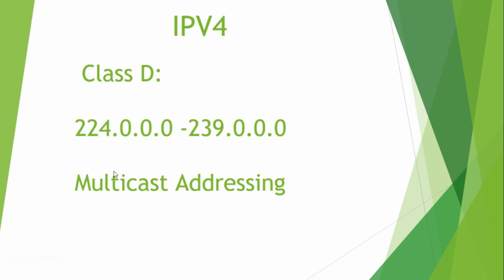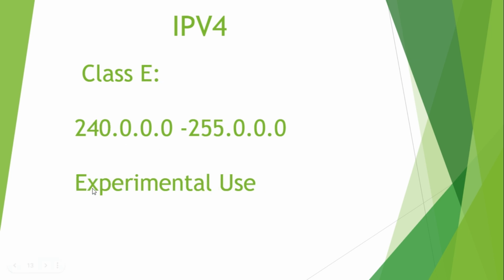There is class D that's more used for multicasting, and there is technically class E that's used for experimental use. I haven't seen it. I haven't used it. If you guys know anything about it, if you've used it in your own work, let us know down in the comment section below what uses you've had for class D or E in IPv4.